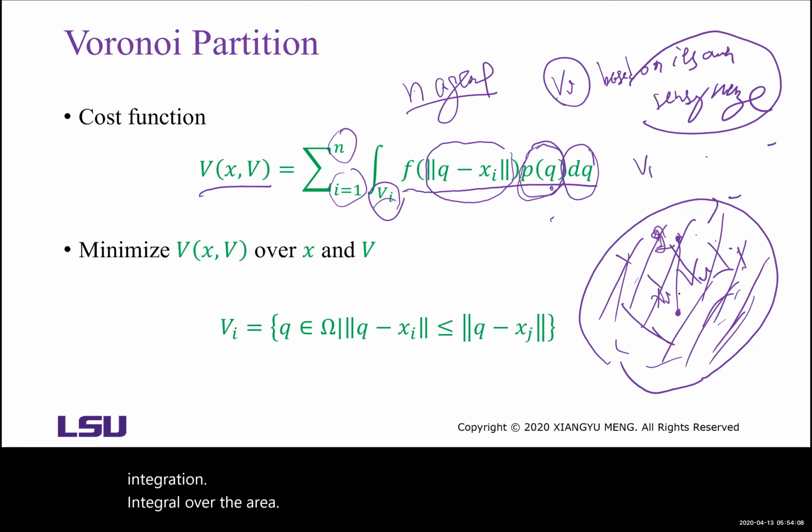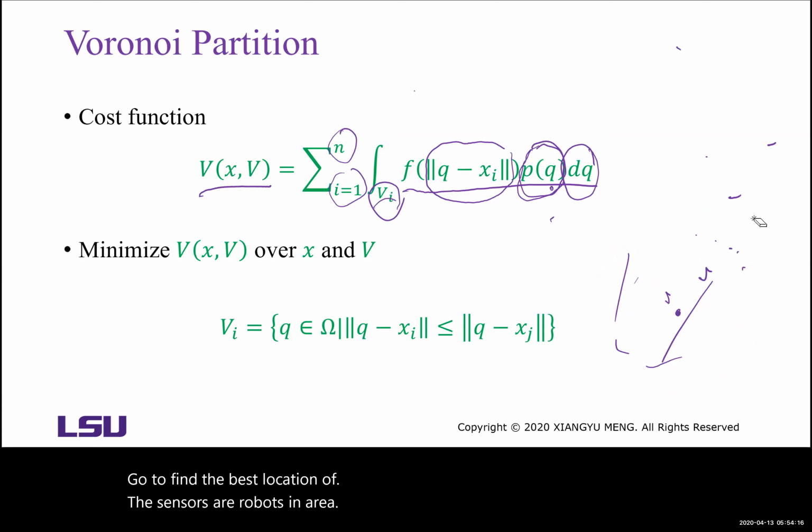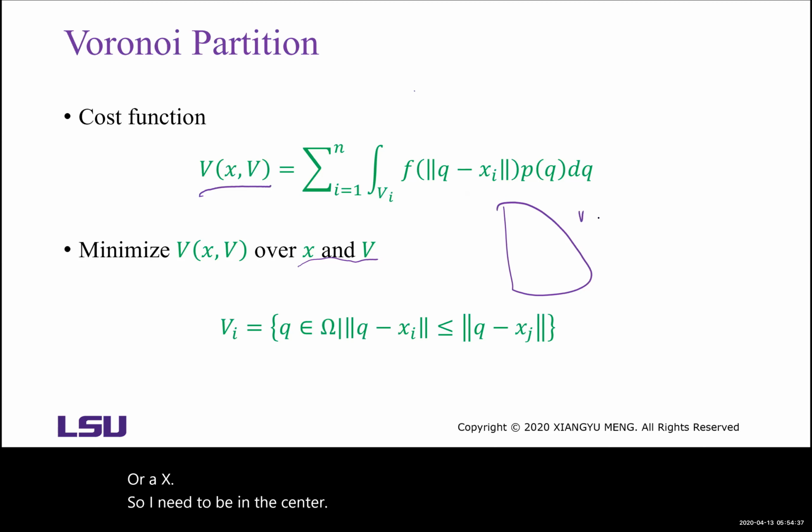To find the best location of all the sensors or robots in an area, we need to minimize this function over x and V. So x needs to be at the center of Vi, so we need to find the center of Vi. Then all the Vi need to partition this whole space.